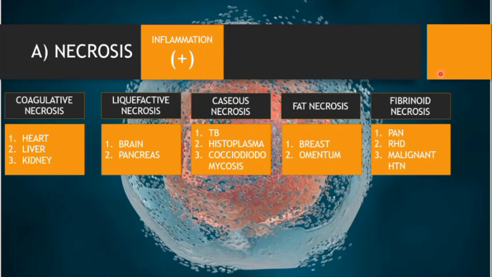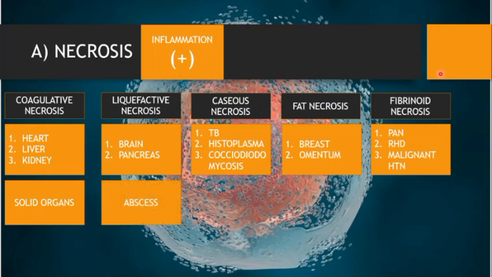Now, I'll tell you the keywords to straight away answer the question. These are like the buzzwords for this topic. For example, whenever you see a solid organ mentioned, like heart, liver, or kidney, most probably it can be coagulative necrosis. If the examiner gives abscess in the question, it could be liquefactive necrosis. Or if you see cheesy appearance in the question, it can be caseous necrosis.